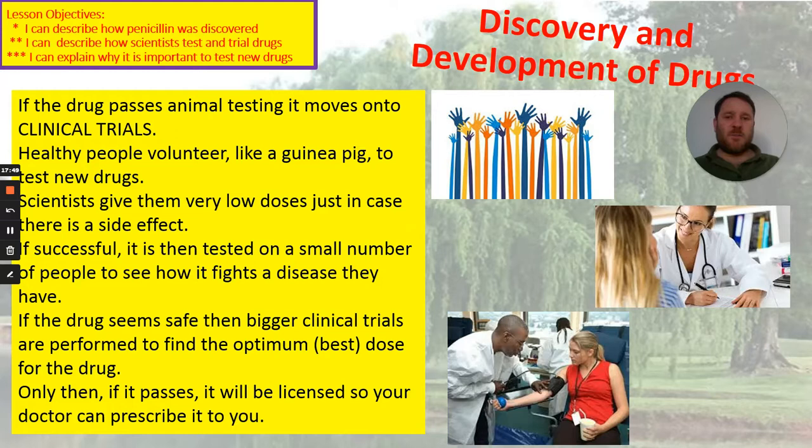And what they do, they up the dose each time on these people to see what the optimum or best dose is. So originally they started off very low, then they tested it on people with the disease with a low dose, and then they up the dose to see what the best dose would be for the drug. And then if it passes all of that and everybody's fine and it's not toxic and there are no side effects, then doctors would be able to prescribe it to you.